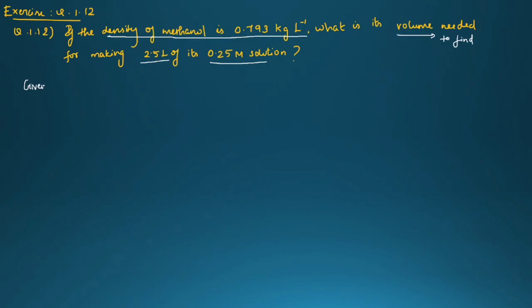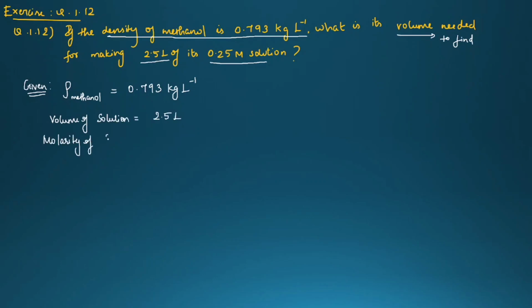So for better understanding, let's write the given data separately. Density, which is denoted by rho, is given. The density of methanol is given as 0.793 kilogram per liter, and volume is given as 2.5 liters, and then molarity is given as 0.25 molar.